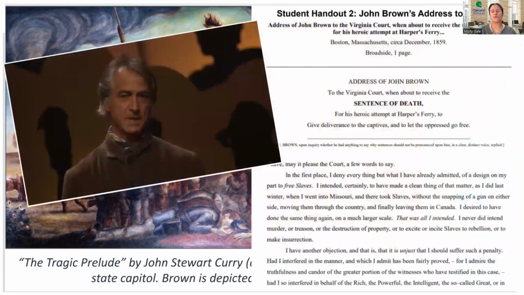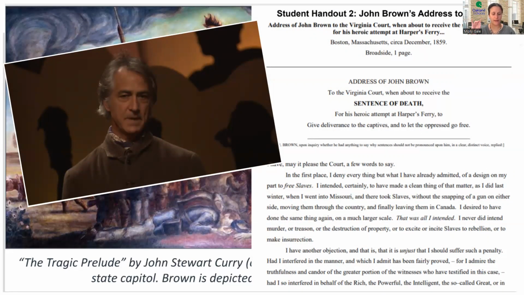And then we bring them to his address to the court, probably his most well-known speech. This is the speech he gives to the court when he was about to receive the sentence of death. They take a look at his speech in text, but they also listen to it being performed at the same time. So they're listening to it being performed while they follow along with their text.